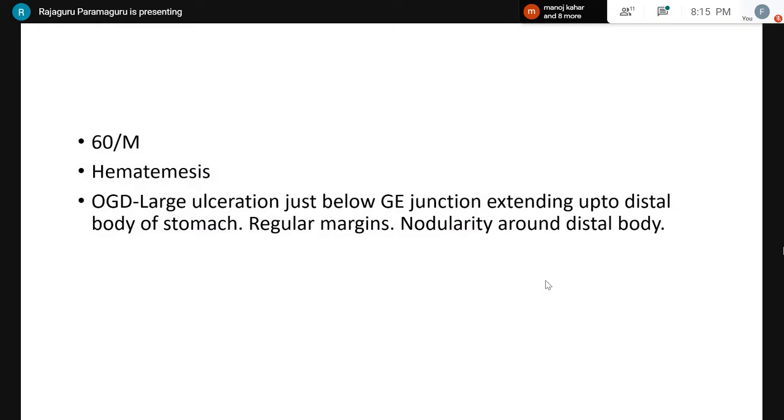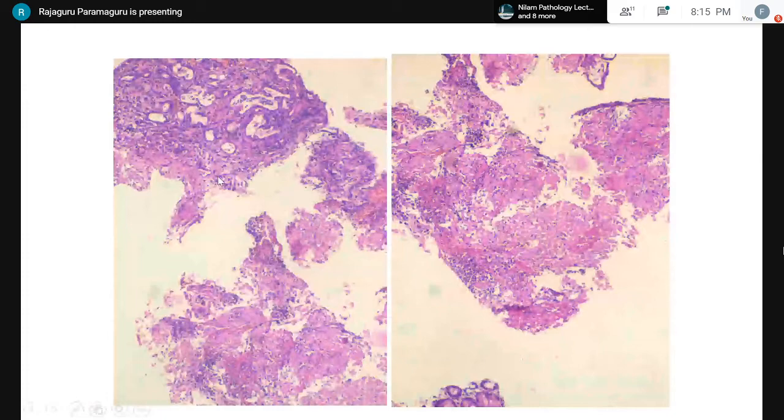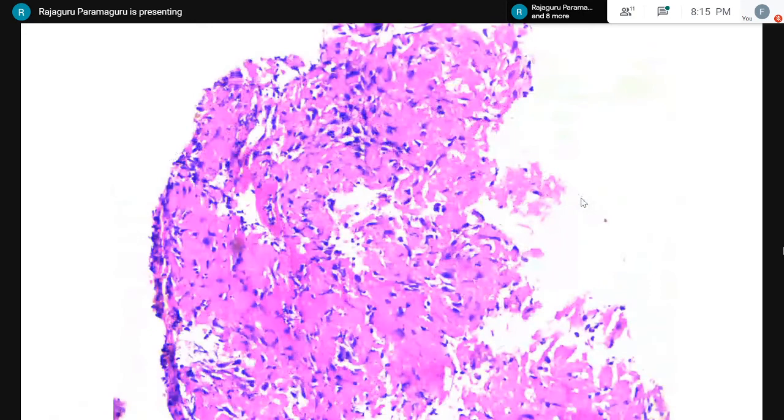A 60-year-old male with hematemesis. Upper GI endoscopy shows a large ulceration below the gastroesophageal junction. It extends up to the distal body of the stomach. The margins are regular and there is nodularity noted around the distal body. So this is the biopsy which we see here. This is another image, and this is another image. Anyone with a diagnosis, or how to work it up?